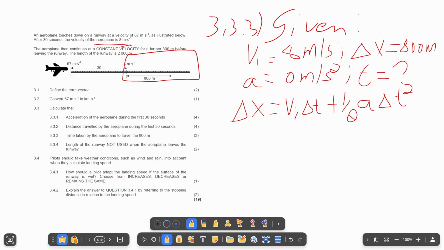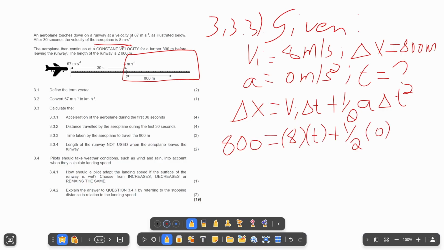Now, what is the change in x? Change in x is 800 meters. This is the last stretch, which equals, what is the initial velocity? We agreed the initial velocity now becomes 8. The time, this is what we want to calculate. And then plus half acceleration. What is acceleration? Acceleration is 0.